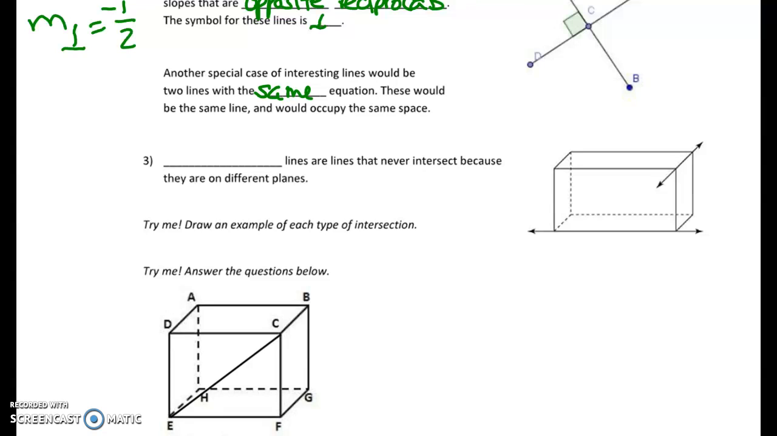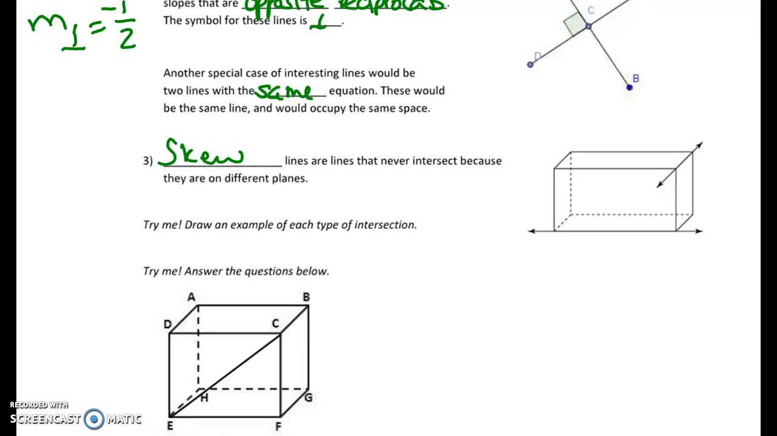Finally, we can have skew lines. And skew lines are lines that never intersect because they aren't even on the same plane. So for example, if we're looking at this rectangular prism here, I've got one line that's going along the base of my prism and another line that's going on one of the lateral edges of my prism. And as you can see, they're not parallel, they're not running in the same direction, but they're also never going to cross because they're on two entirely different planes.